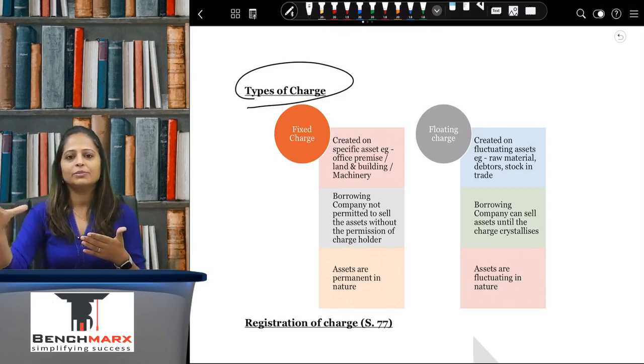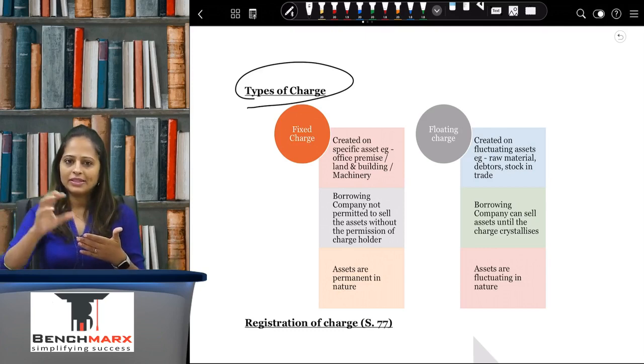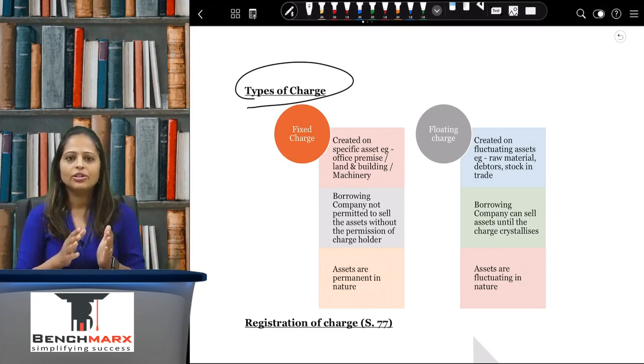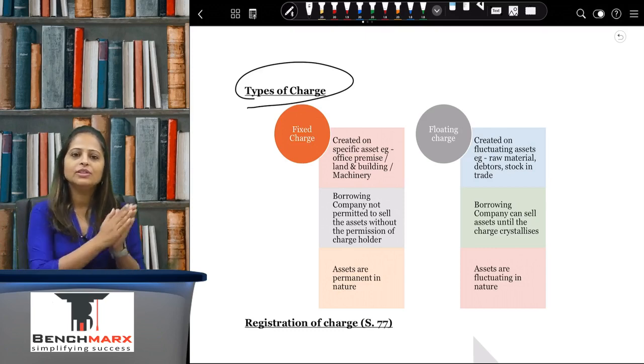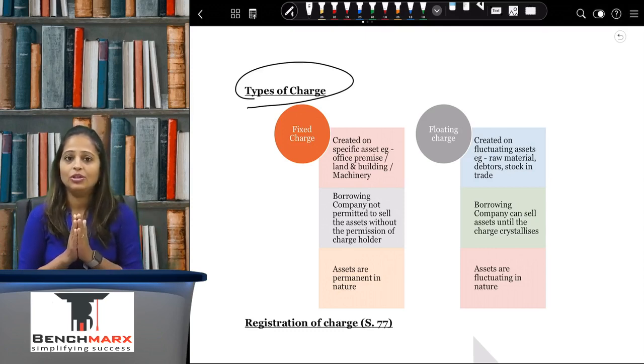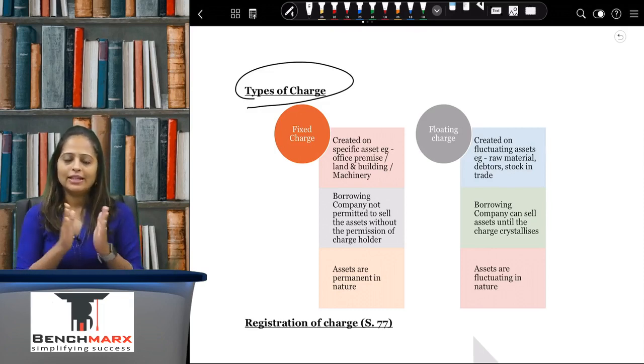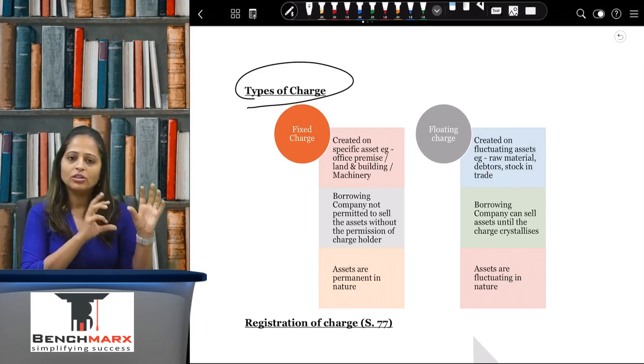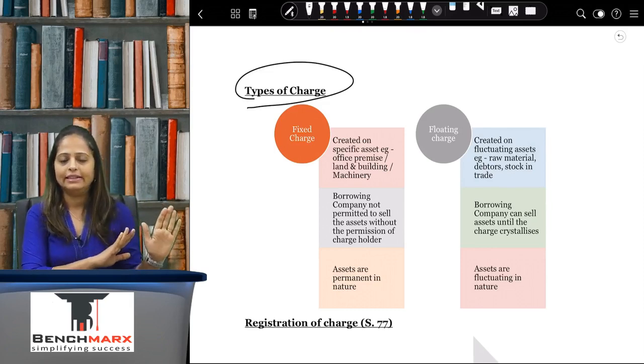Charge holder is nothing but the person who's giving you the loan, or from whom you are borrowing the money, the creditor basically. So the charge holder will have to approve the selling of that particular asset, and only then can you sell that asset, otherwise you cannot sell it. That is called a fixed charge, which is on a particular asset and which can be used by you, but you cannot sell it.